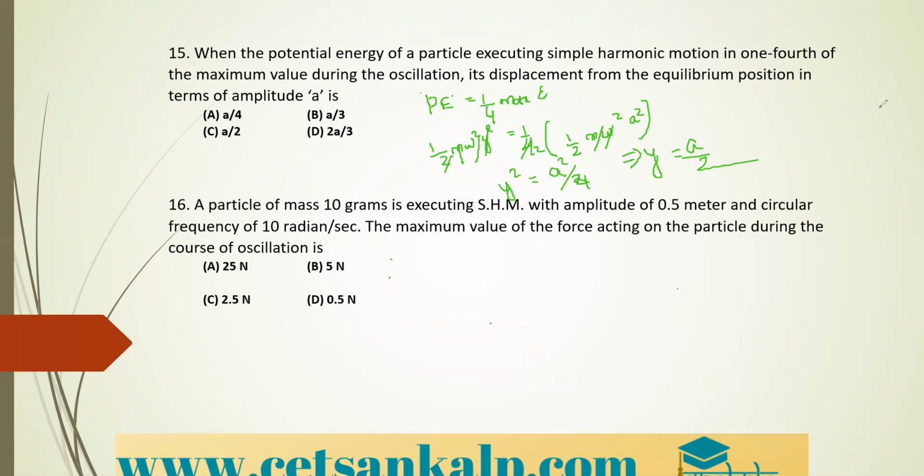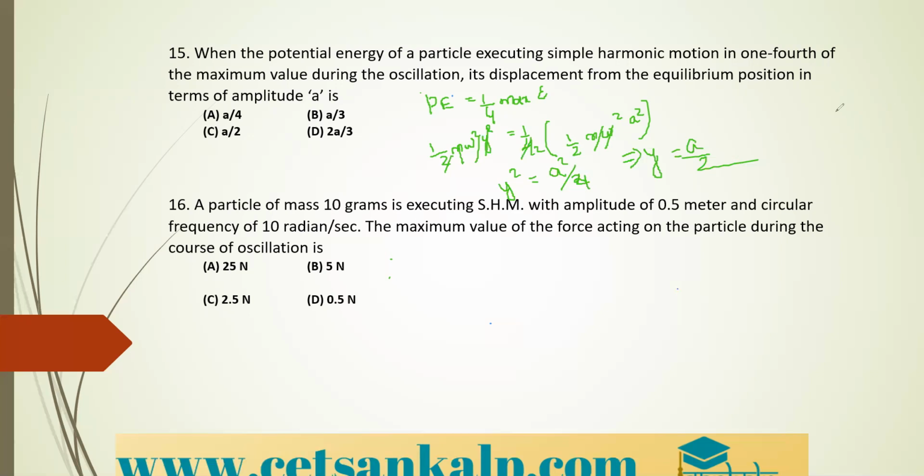Here you need to understand the formula, potential energy and the maximum energy relation. In the question, it is mentioned that it is 1/4 of the maximum energy. Simply substitute the formula for potential energy and maximum energy. Cancel the same term, simplify. Therefore, y is equal to displacement, y is equal to half of the amplitude value.